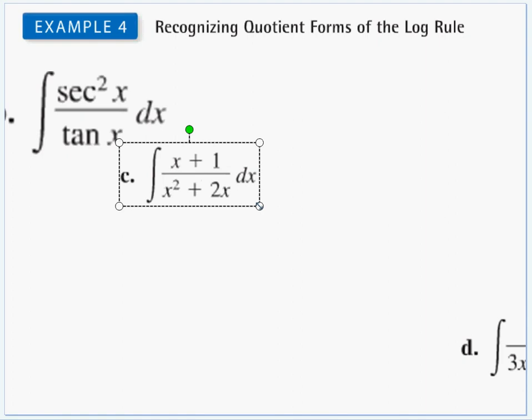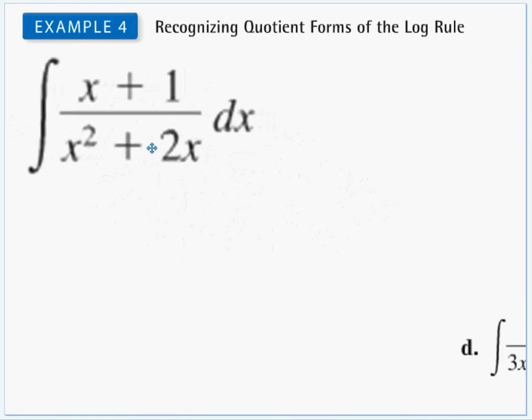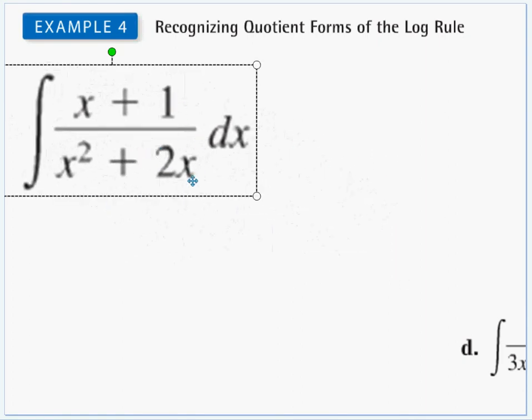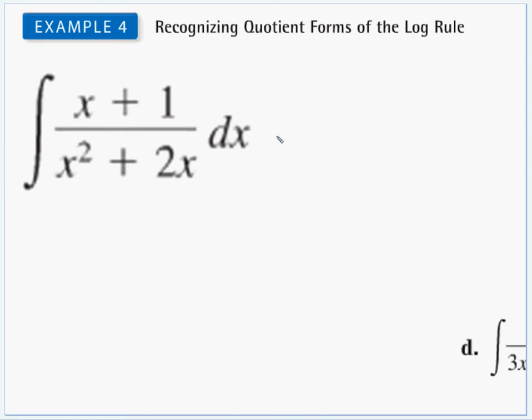Now this one isn't going to be perfect, but it's an easy fix. So again, as soon as I see this rational expression, I'm going to do a quick check for u prime over u. My denominator, x squared plus 2x, is my u. What's the derivative of that? That would be 2x plus 2. Now look what we have up here. We're really close. We want 2x plus 2.